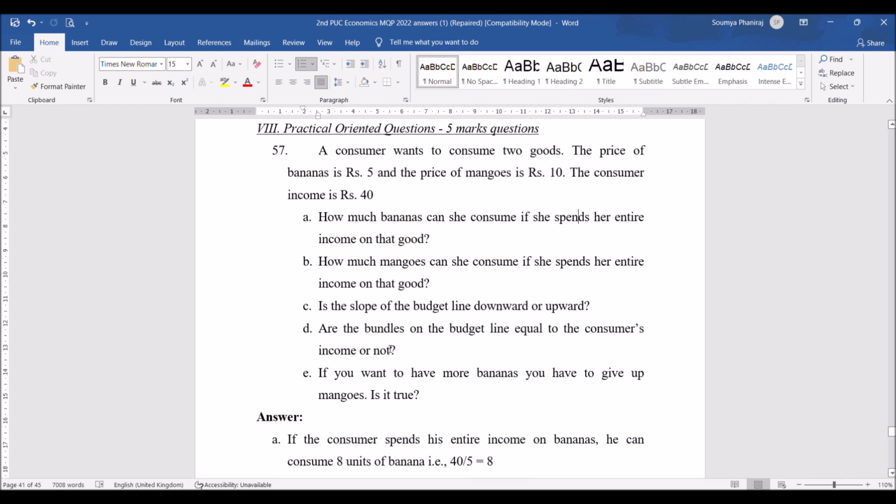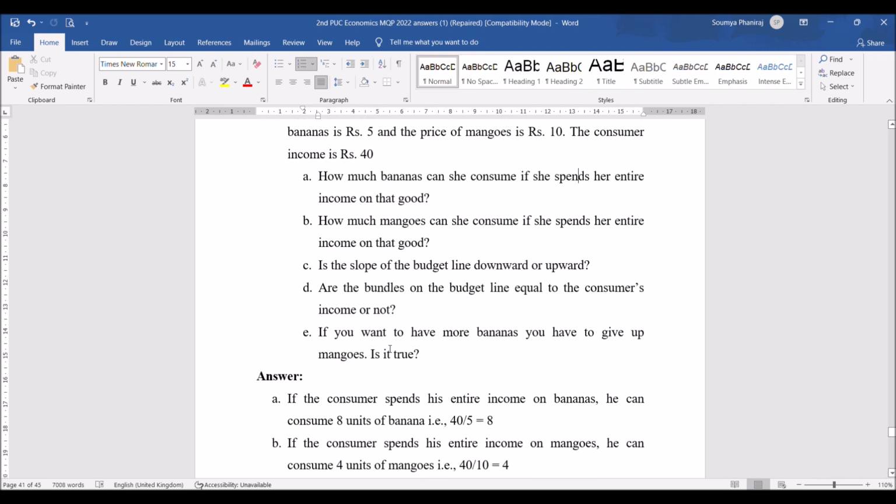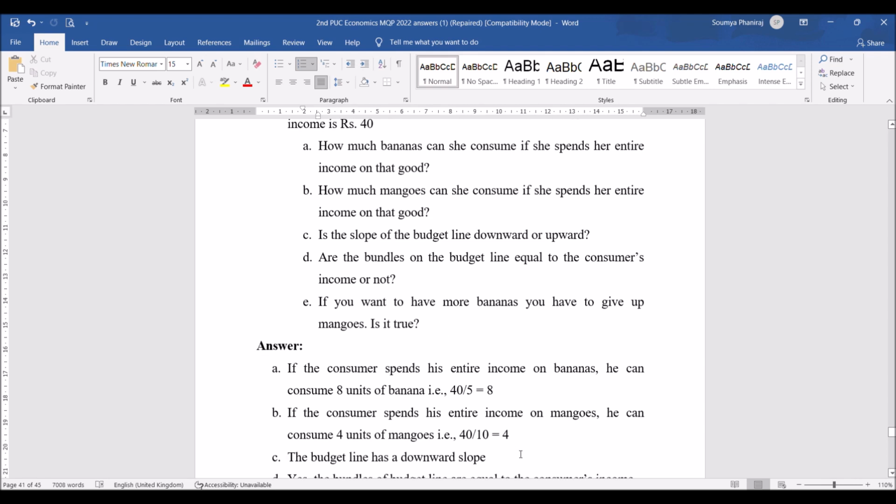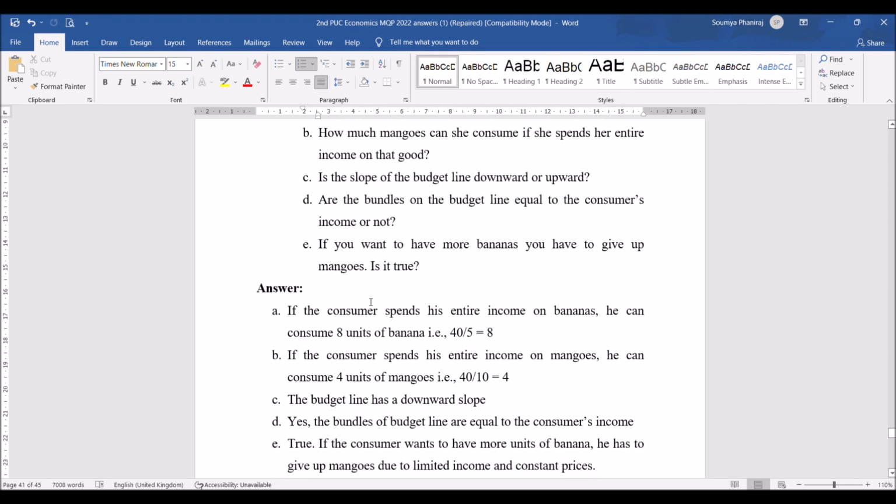How much bananas can she consume if she spends her entire income on that good? So 8 units of banana, that is 40 divided by 5 is 8. The same way, how much mangoes can she consume if she spends her entire income on that good? 40 divided by 10, it is 4. Is the slope of the budget line downward or upward? The budget line has downward slope.